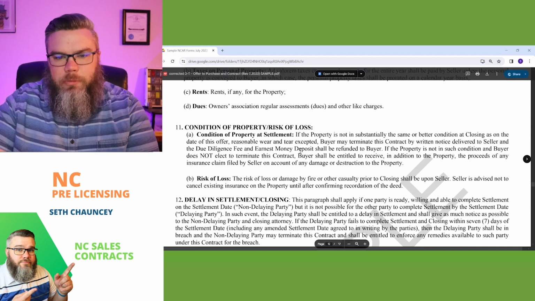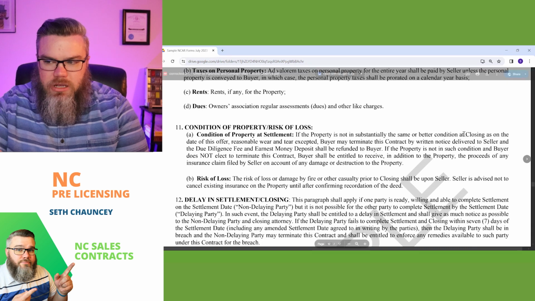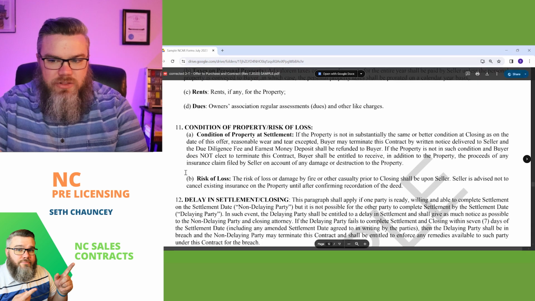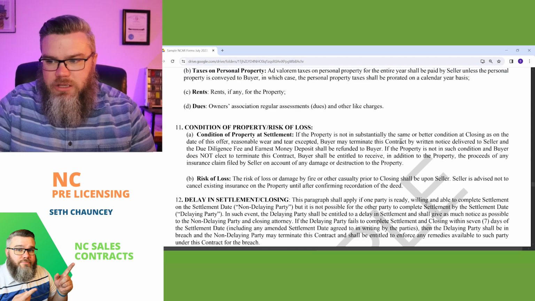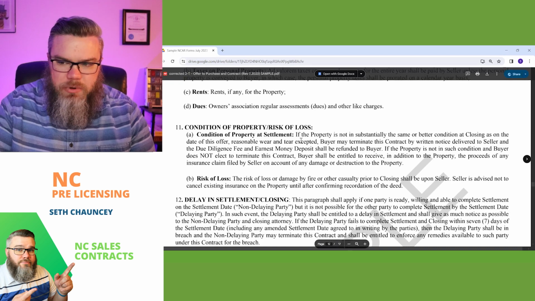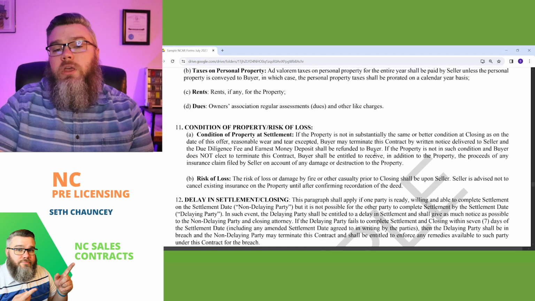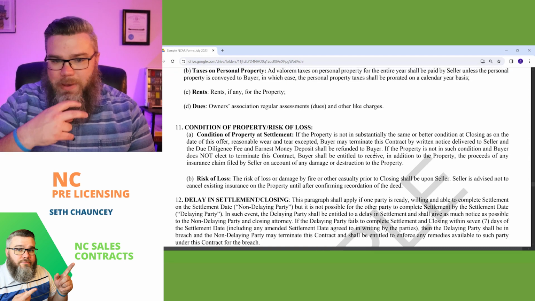Condition of the property at settlement. If the property is not in substantially the same or better condition at closing as on the date of this offer, reasonable wear and tear accepted, buyer may terminate this contract by written notice delivered to seller, and the due diligence fee and earnest money deposit shall be refunded to buyer. So here's time number 2 that the buyer is entitled to get their due diligence back.